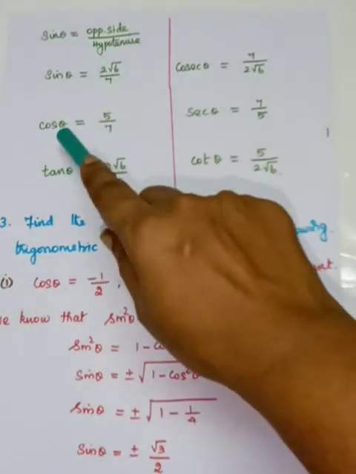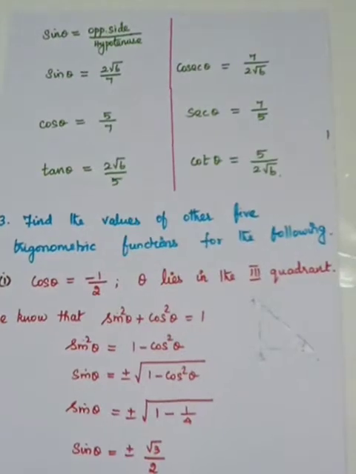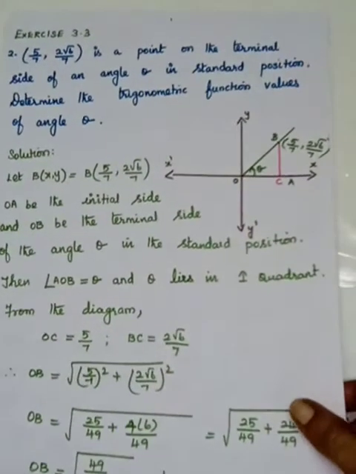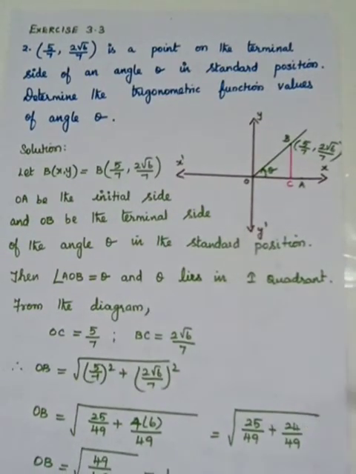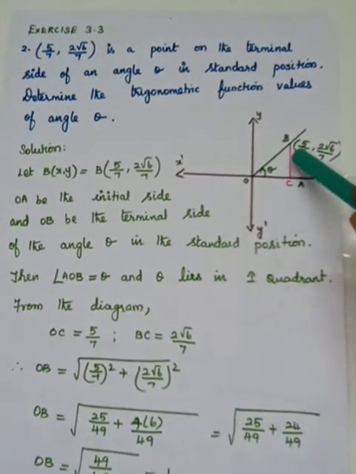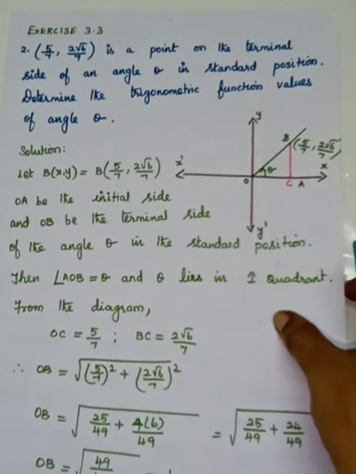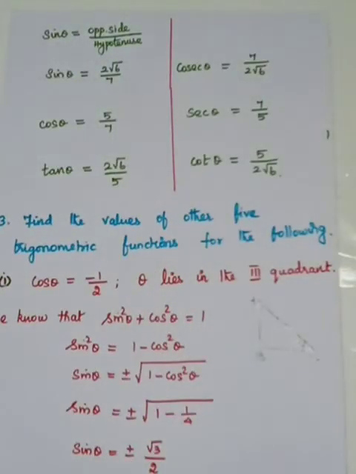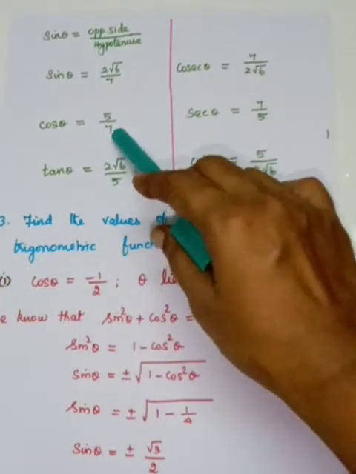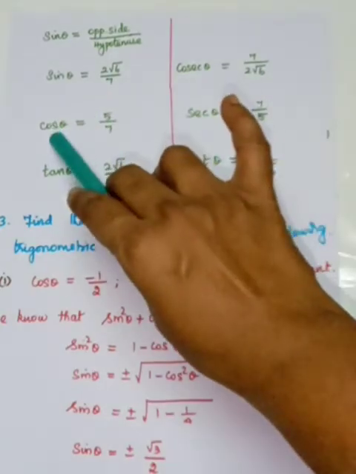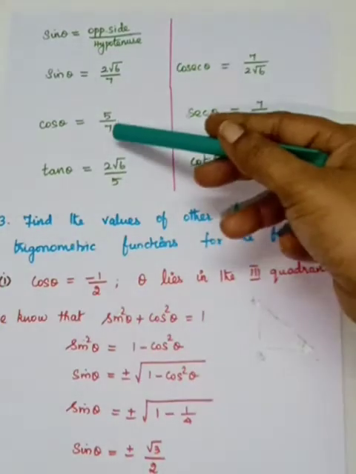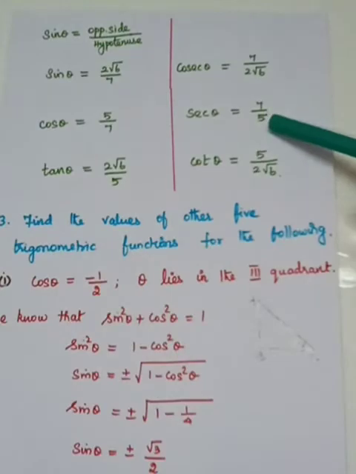Okay, next we have to find cos theta. What is the formula? Adjacent side by hypotenuse. Which is your adjacent side? OC. What is OC? I have said it is 5 by 7 and the hypotenuse is 1. So it is 5 by 7 by 1, that is 5 by 7. And secant theta is the reciprocal of cos theta. So when you reciprocate this value, it is 7 by 5.